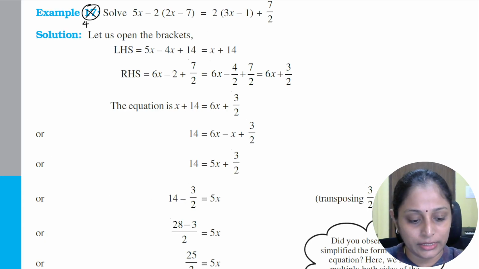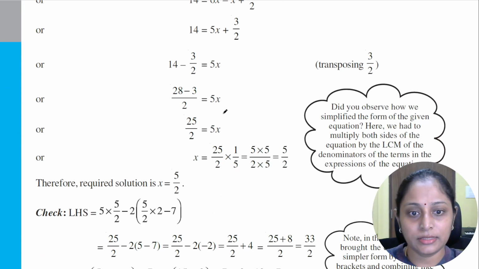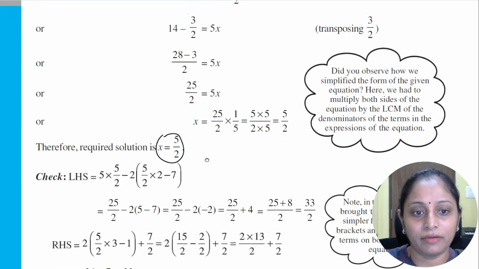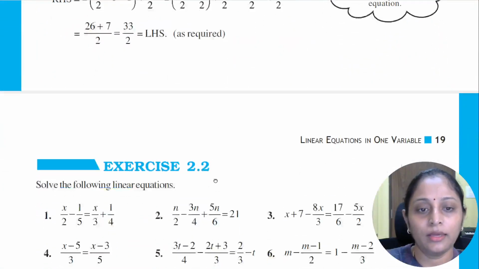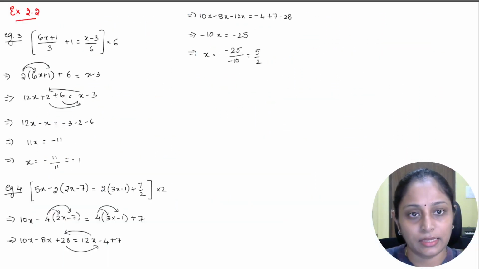So let us check the answer that they got. So the answer is 5 by 2, right? We got the same answer, x is equal to 5 by 2. And then again they have done a quick check here, okay? So that's about the solved examples. Let's start the exercise now. Exercise 2.2.